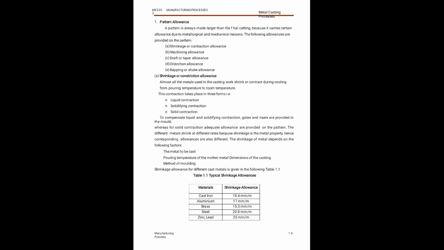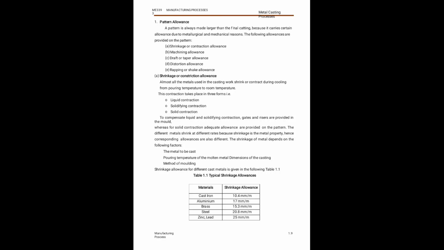For shrinkage allowance, almost all the material used for casting shrinks or contracts during cooling from the pouring temperature to room temperature. The liquid contraction, solidifying contraction and solid contraction are the different types of shrinkage. The shrinkage occurs in three stages: first the liquid contraction, second the solidifying contraction, third the solid contraction.